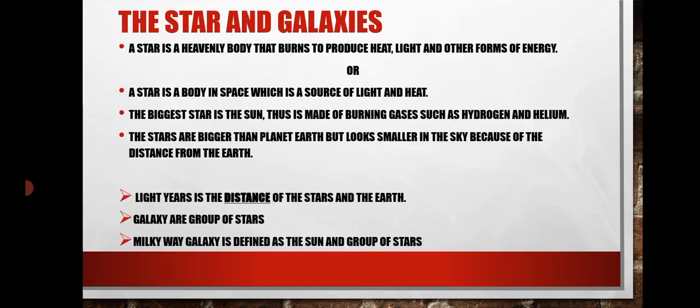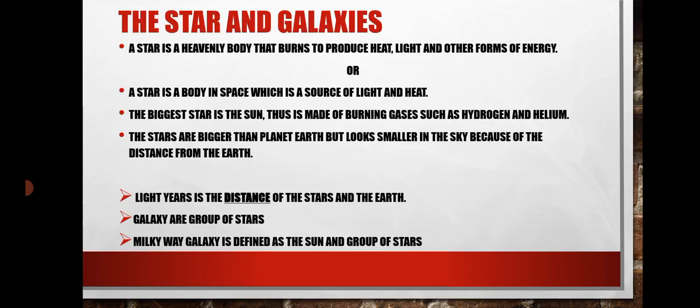Then what is a star? What are galaxies? You realize that from the keywords we mentioned these words. We said a star is a heavenly body that burns to produce heat, light, and other forms of energy. Or a star is a body in space which is a source of light and heat. The biggest star is called the sun, and the sun is made up of burning gases such as hydrogen and helium.